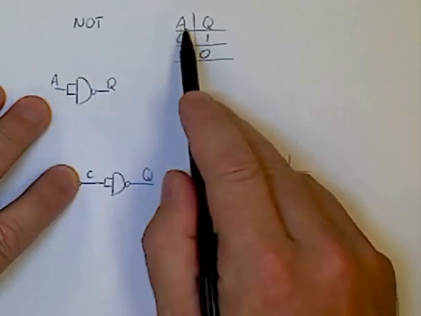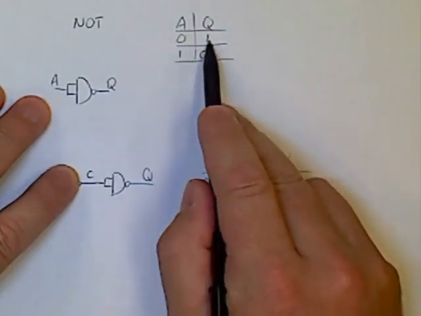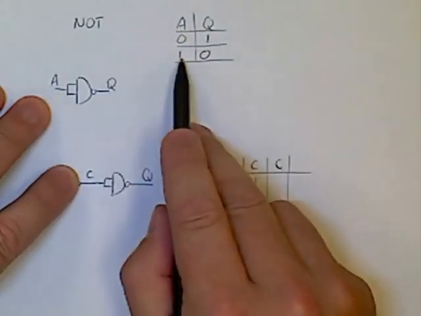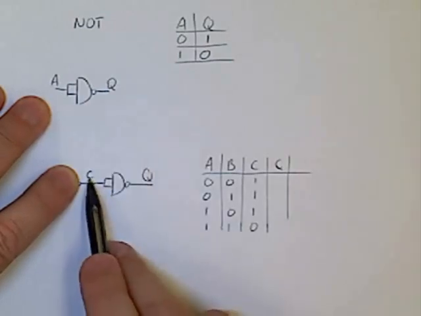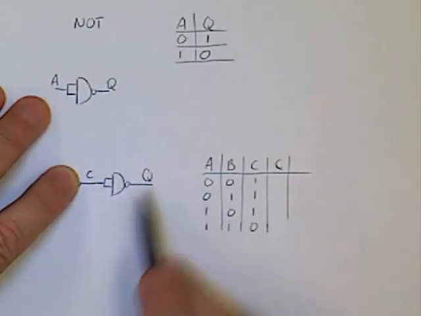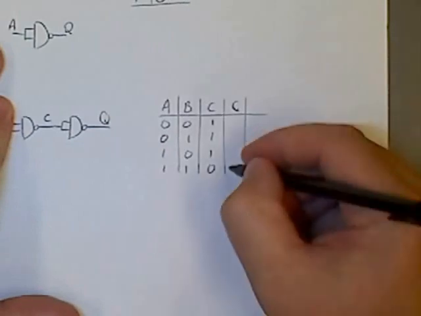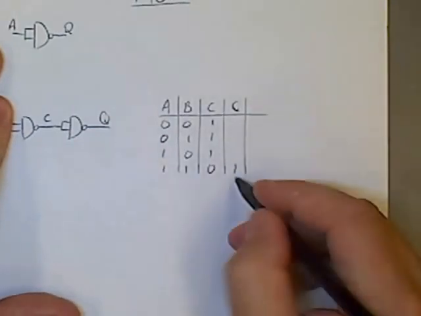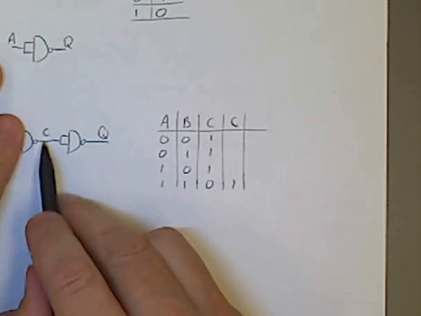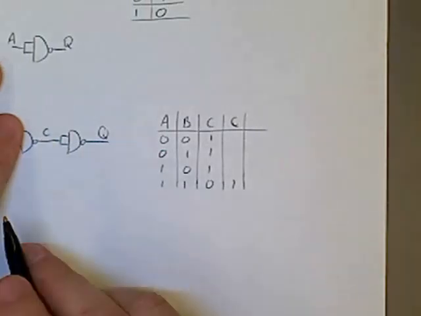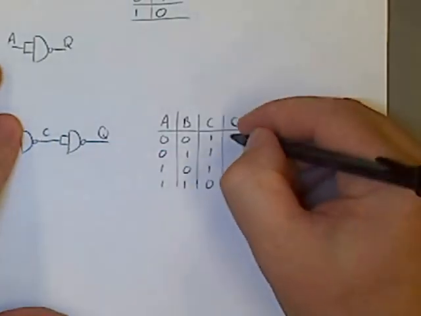Likewise, C now is the same as our input to this gate up here. So if A was 0, then Q is 1. So in this case, if C is 0, then Q will be 1. So we've got a 1, 0 at the bottom. And likewise, if C is 1, Q will be 0.